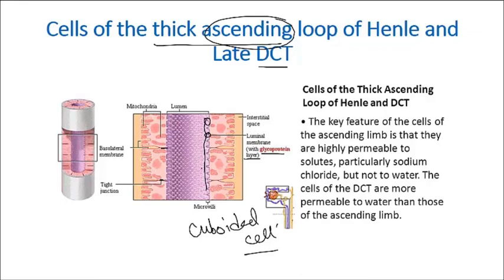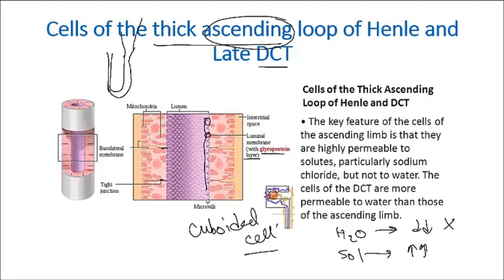Now the key feature of this cell is that it is highly permeable to solutes, particularly sodium and chloride, but not well permeable to water. So for water it is much less permeable, but for solutes it is highly permeable. That is the feature of the early distal convoluted tubule, because the Henle's loop bends, and once it bends, it finally makes the distal convoluted tubule. So the structure at the start of the distal convoluted tubule and the ascending limb of the Henle's loop are mostly similar, just the diameter varies a little bit.